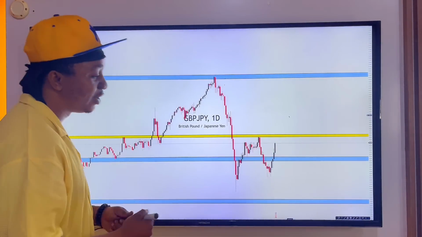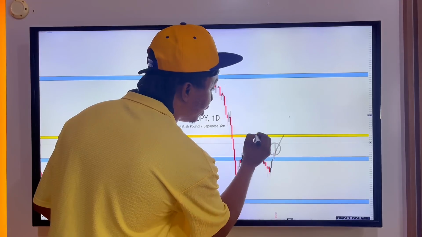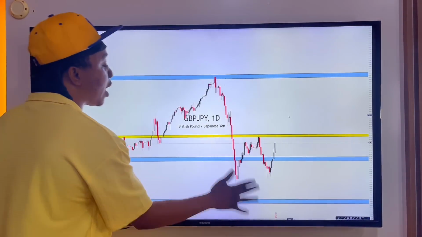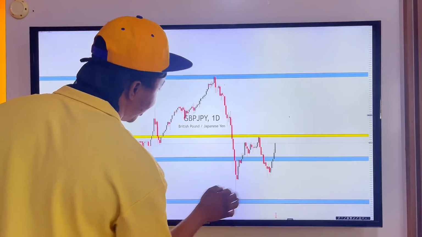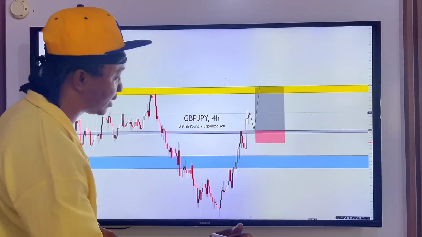All right, now how are we going to pick our entry? Let's take it further to the 4 hour time frame so that we can know how we pick our entry from here to touch this weekly resistance level. All right, so GBPJPY onto the 4 hour time frame to continue with the technical analysis. All right, so this is GBPJPY on the 4 hour time frame. Now let's explain the 4 hour.